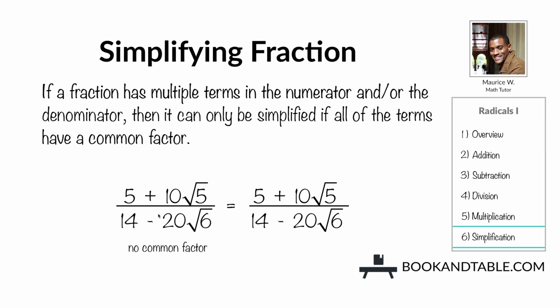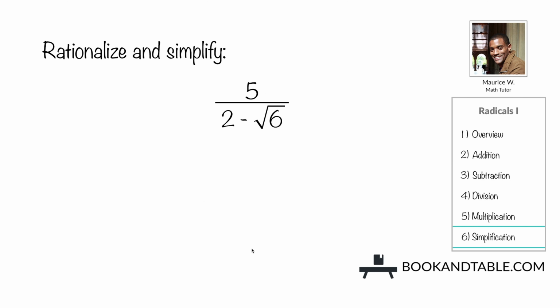But if you had 5 plus 10 radical 5 divided by 14 minus 20 radical 6, although these three can each be divided by 5, 14 does not have a common factor with 5, 10, and 20. So because of that, you cannot simplify this one at all. All right, so keep this in mind when you are simplifying your answers. Let's take a look at a question.